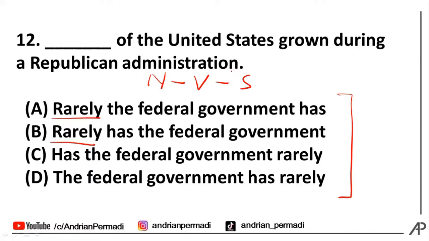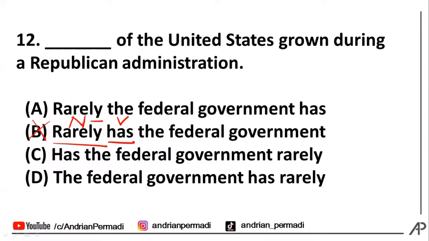This is called the inverted structure. Now let's see if this sentence is in the inverted structure. So the answer for this question is B, because rarely is the negative expression, and afterward we will have the verb has and the subject, the federal government. Now, has actually is in the form of a verb phrase. That's why we will have grown here. It is actually a part of the verb phrase has grown.